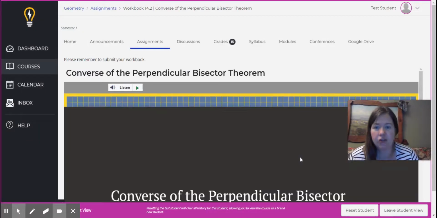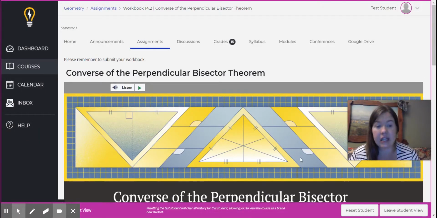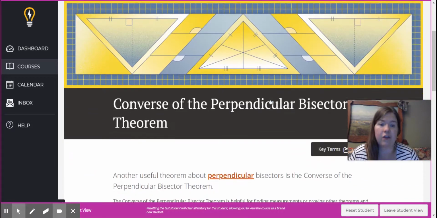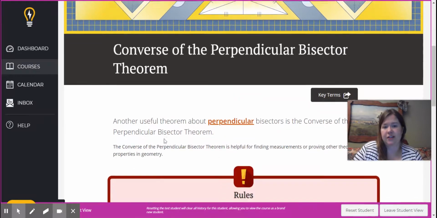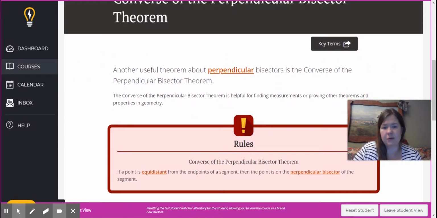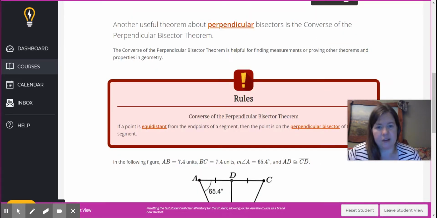I don't enjoy it. So then we have the converse of it. It's saying that if you have something that intersects a segment and it splits it in half and is perpendicular to it, it is the perpendicular bisector. So that's what the converse says. If a point is equidistant from the endpoints of a segment, then the point is on the perpendicular bisector.